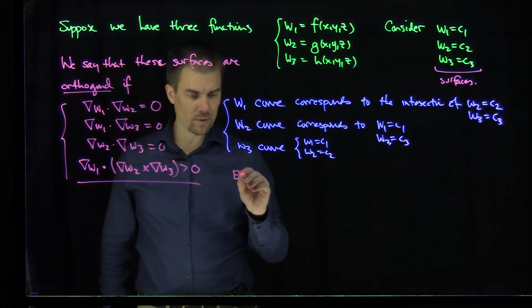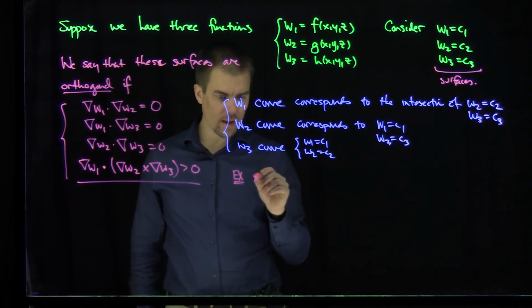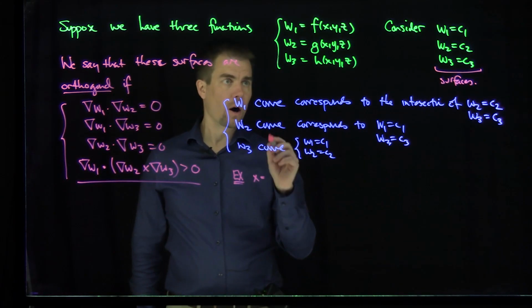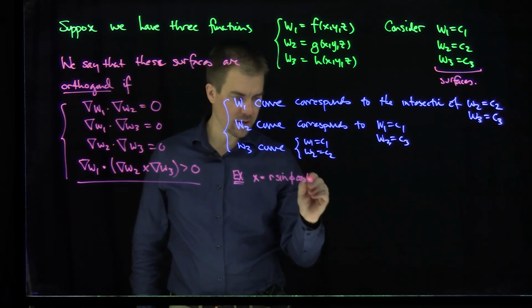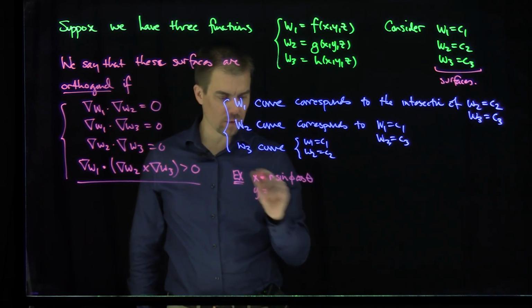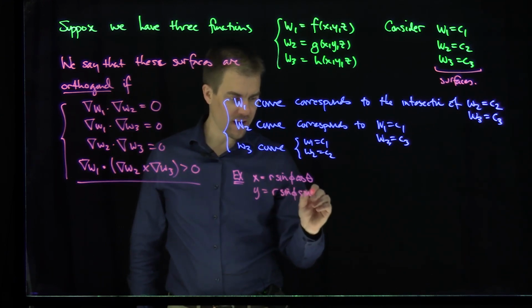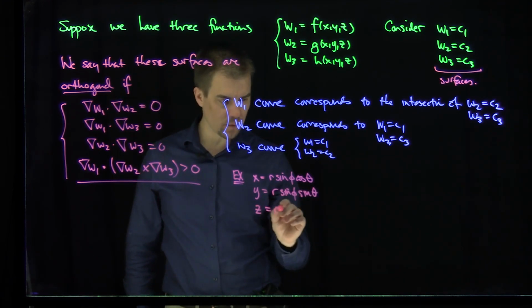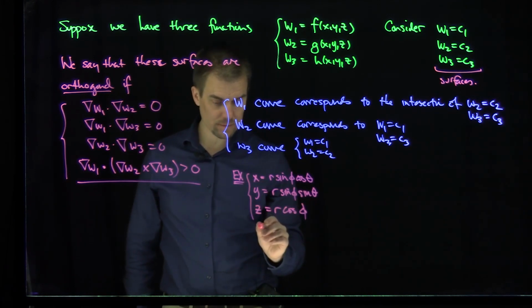It's an example where these are orthogonal surfaces. If I look at x equals r sine phi cosine theta, y equals r sine phi sine theta, and z is equal to r cosine phi, these are spherical coordinates.